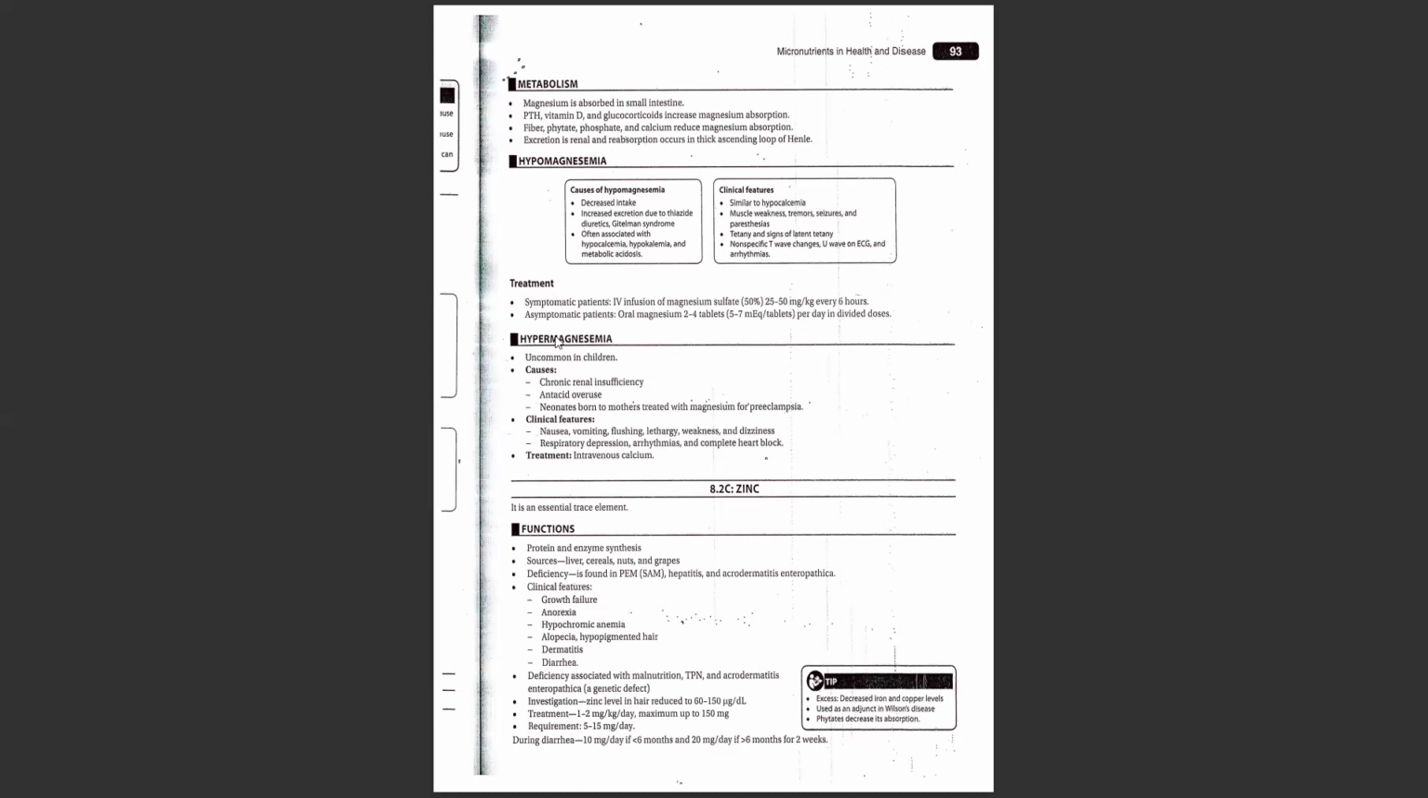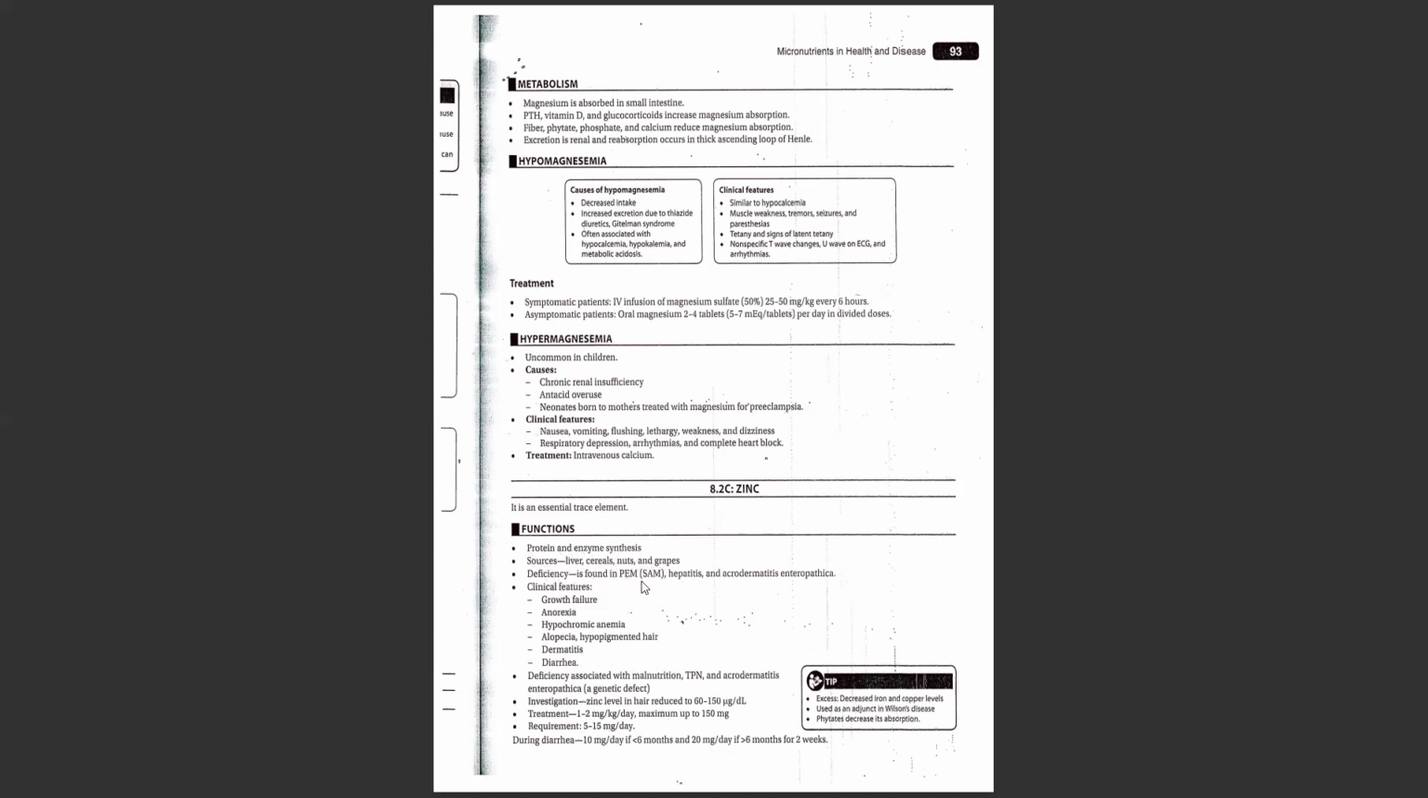And what are the functions of the zinc? The protein and enzyme synthesis. So these are the functions of the zinc. That is enzymatic reactions. The zinc is involved in many enzymatic reactions. So the sources of the zinc are liver, cereals, nuts, and grapes.